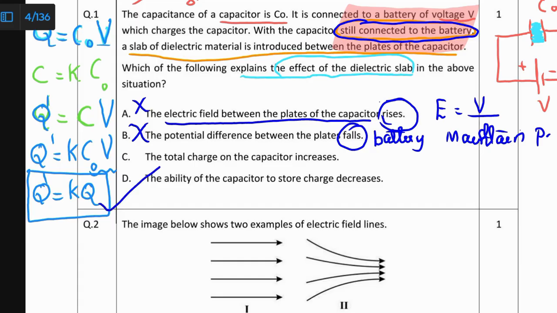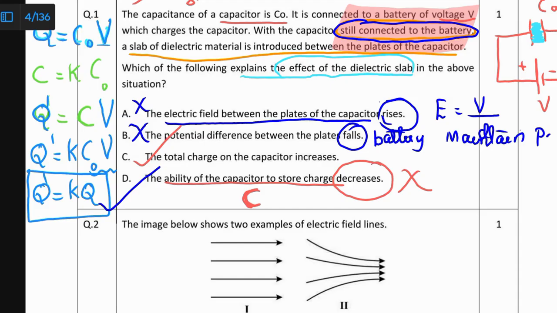Total charge Q' is equal to K times Q, so that means the total charge increases. Now, the ability of the capacitor to store charge: what is the definition of capacitance? Capacitance is the ability of the capacitor to store charge. So by introducing a dielectric, this ability is actually increasing, but the option given here says decreasing, so this option also seems wrong.